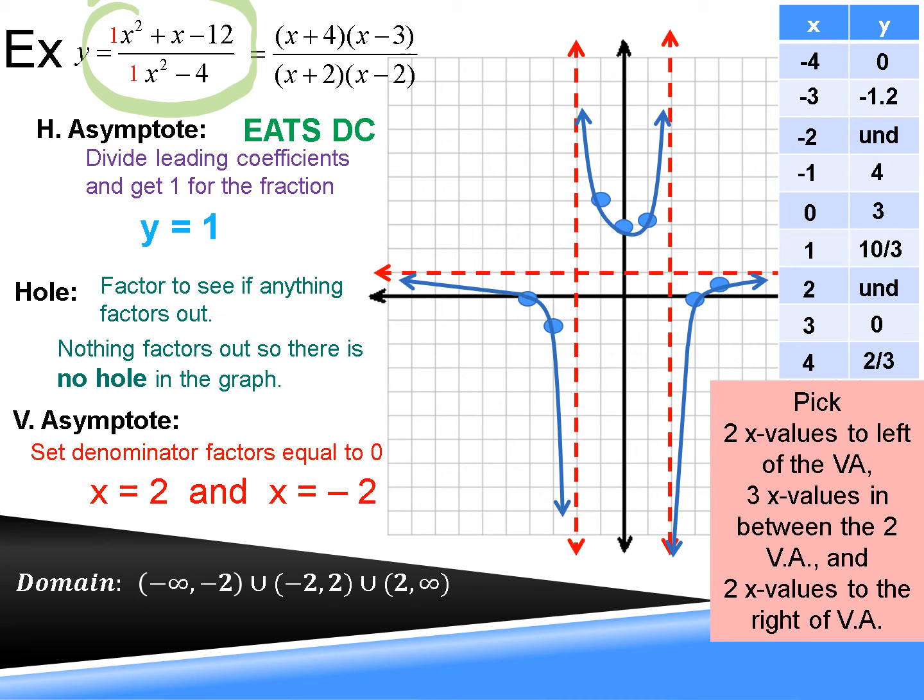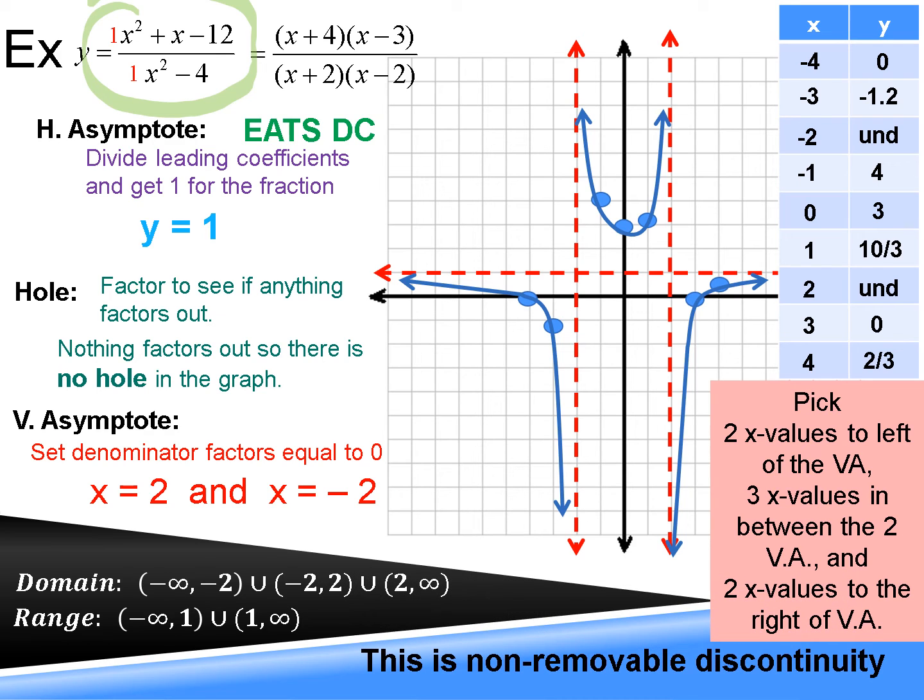Now let's talk about the range. So the range is coming from negative infinity. It stops right there at 1, and then it picks up on the other side of 1 and goes to infinity. So the range only has two pieces, negative infinity to 1 and 1 to infinity. Now, these are asymptotes. So are they removable or non-removable? And the answer to that question is they are non-removable, because I did not remove anything from my equation.